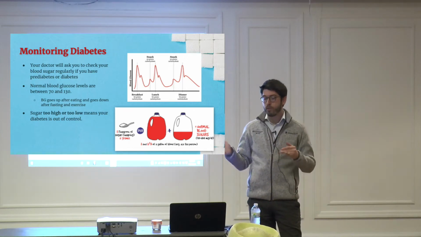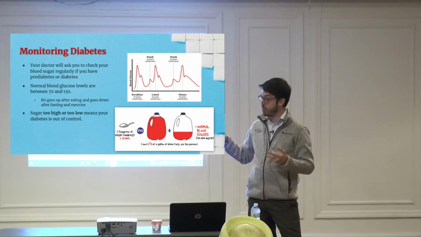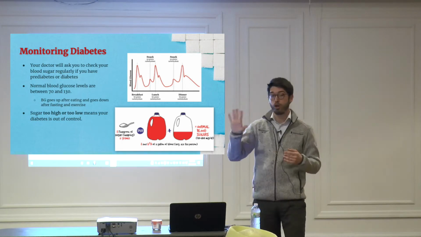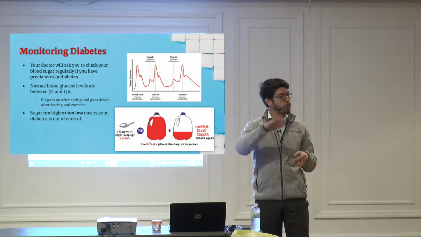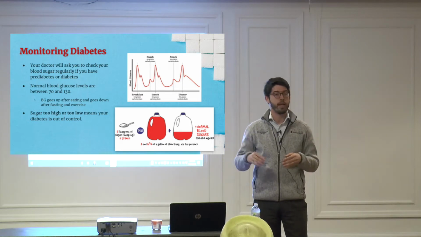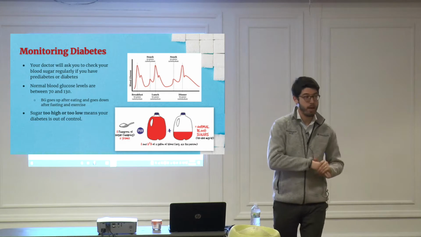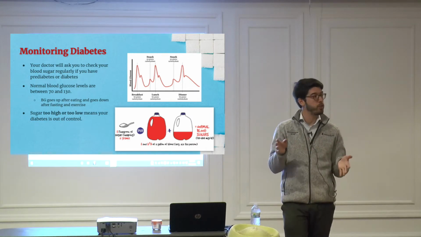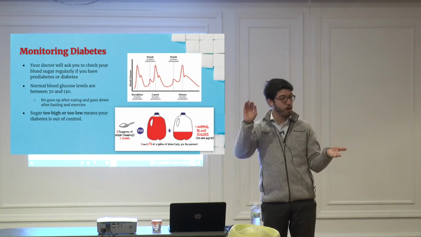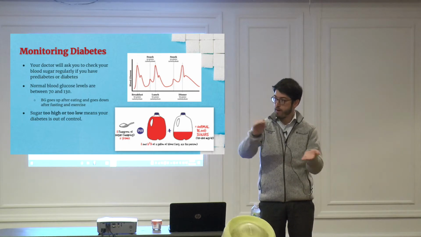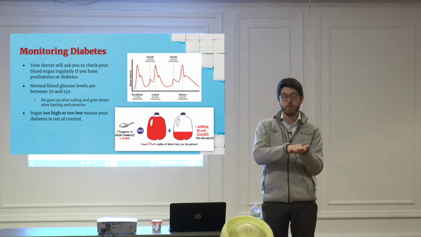So over the course of a day, you can see that I put a graph there on the right. It's a little cartoon graph of how your blood sugar goes up and down normally over the course of a day. So in the morning, it's typically the lowest it'll be all day. A normal level of blood sugar is between 70 and 130 or 140. Somewhere in there is considered normal.